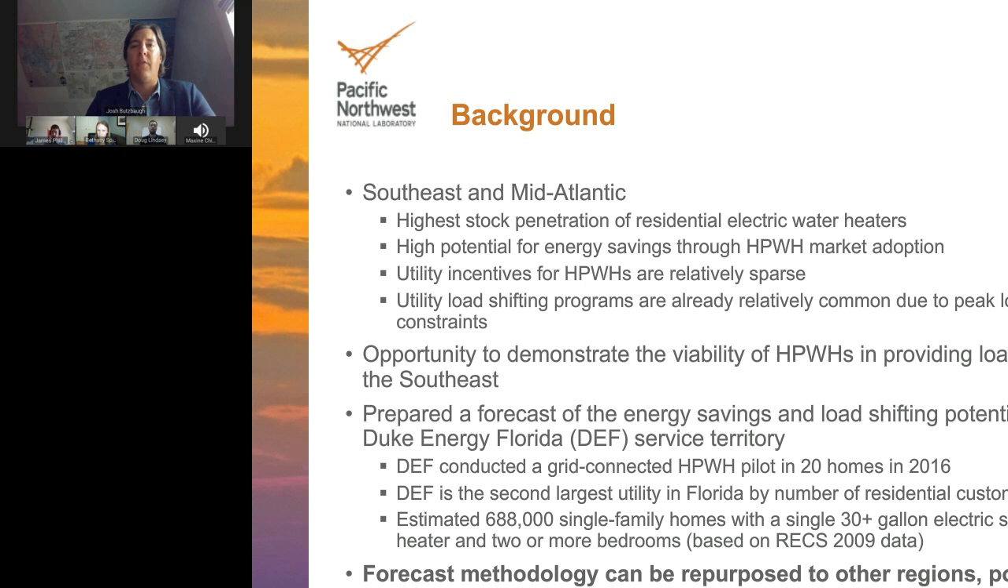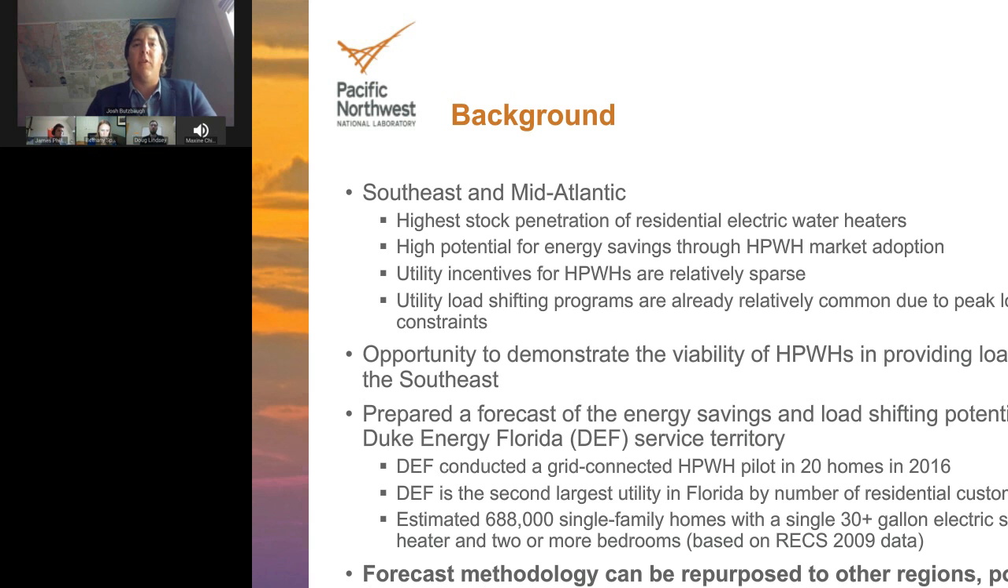However, utility incentives for heat pump water heaters are relatively sparse right now. On the other hand, utility load shifting programs, demand response programs, are relatively common due to peak load costs and grid constraints. So I saw this as an opportunity to demonstrate the viability of heat pump water heaters in providing load shifting in the Southeast, and in particular Florida, which has the highest concentration of electric water heaters.